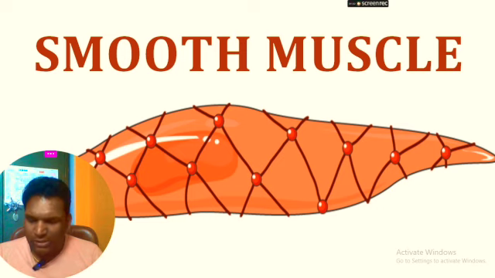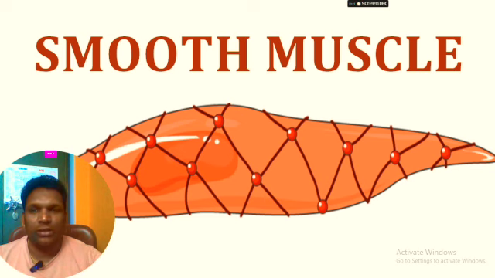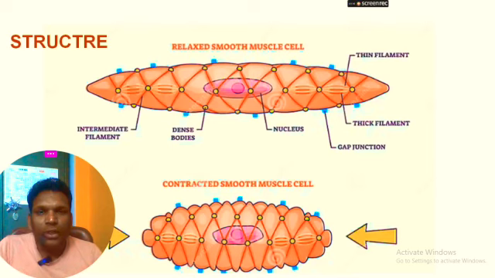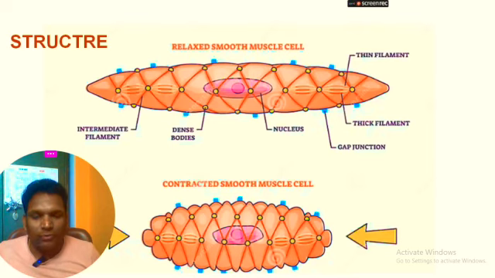If you see the structure of the smooth muscle, as in skeletal muscle, the contractile proteins are there: actin, myosin, troponin and tropomyosin. Actin and tropomyosin form the thin filaments, whereas myosin forms the thick filament. This is a similarity with skeletal muscle.